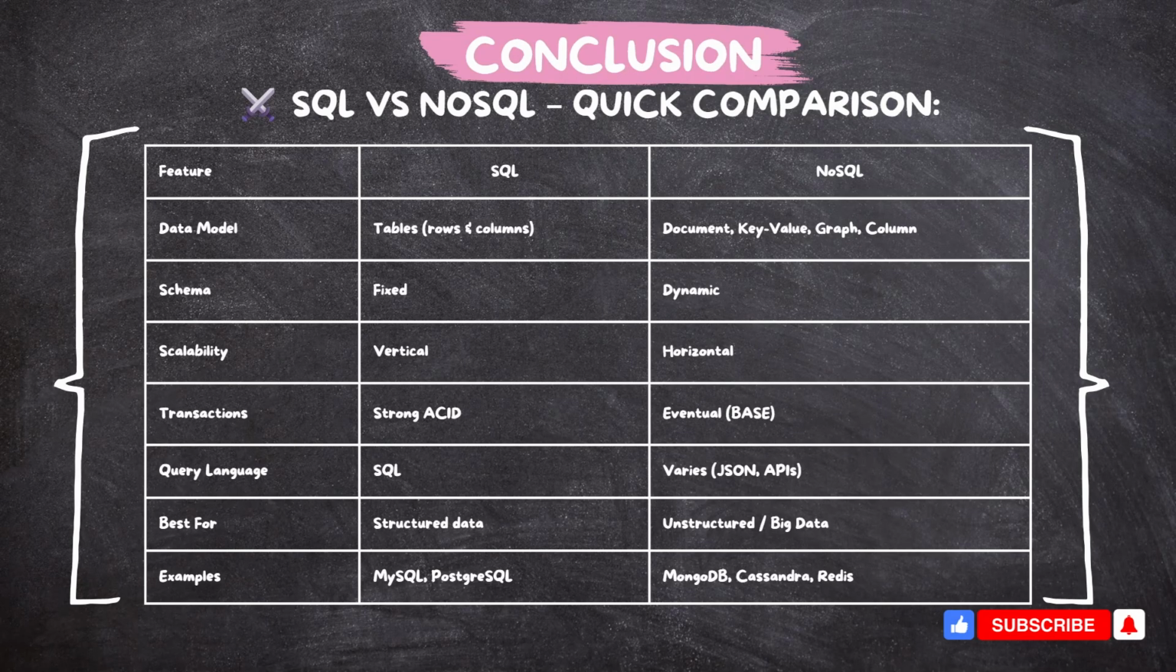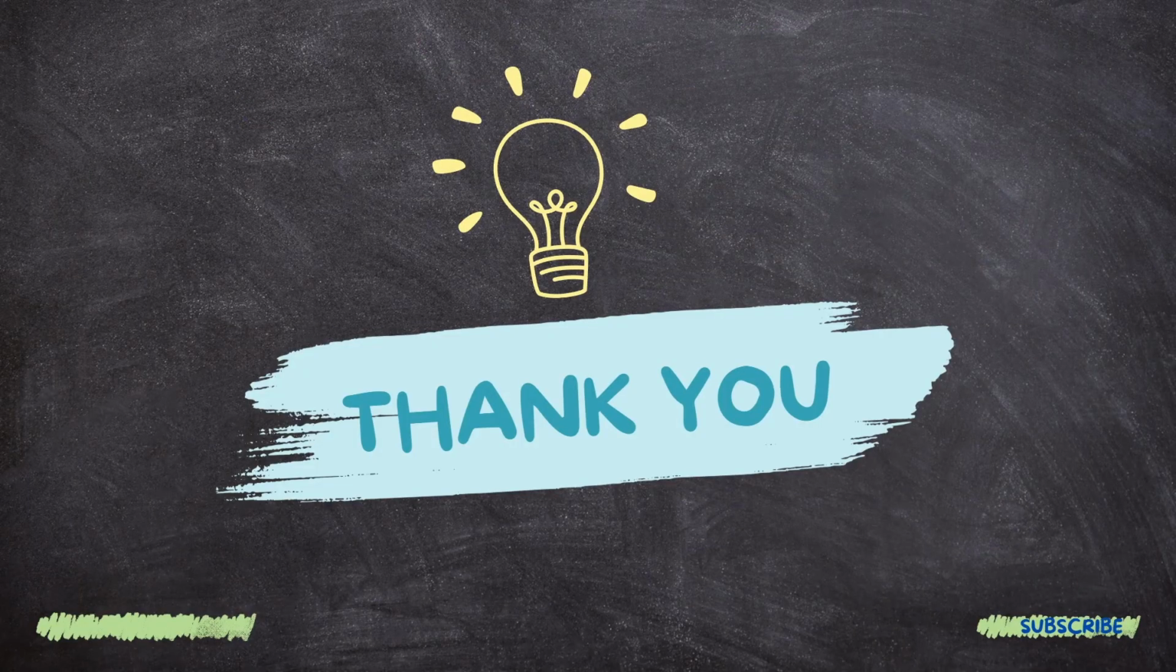SQL is a query language we use for SQL databases, whereas NoSQL is written in JSON API format. It has structured data where it contains unstructured data. Examples are MySQL, PostgreSQL, and example NoSQL is MongoDB, Cassandra, Redis. So this was the quick comparison between NoSQL and SQL.